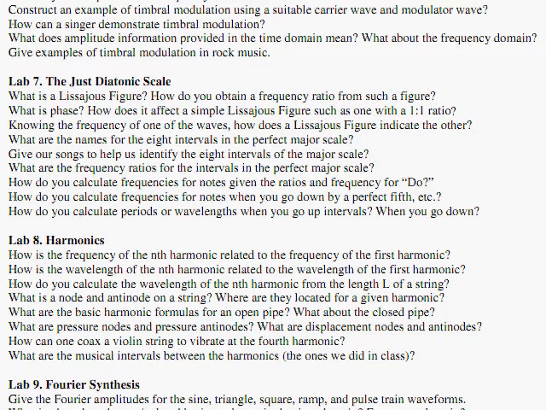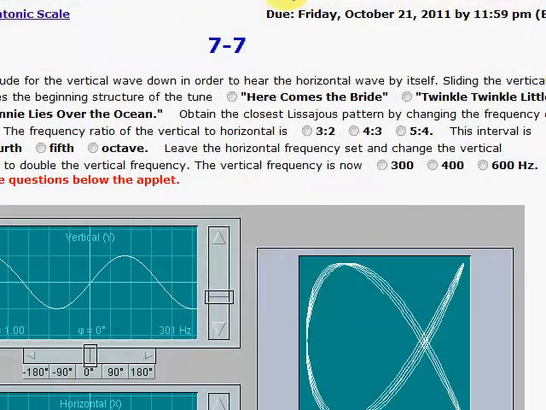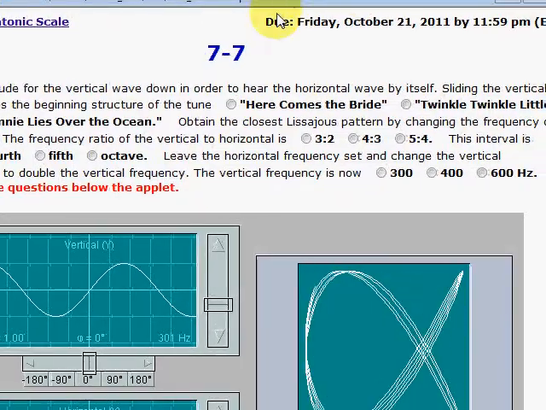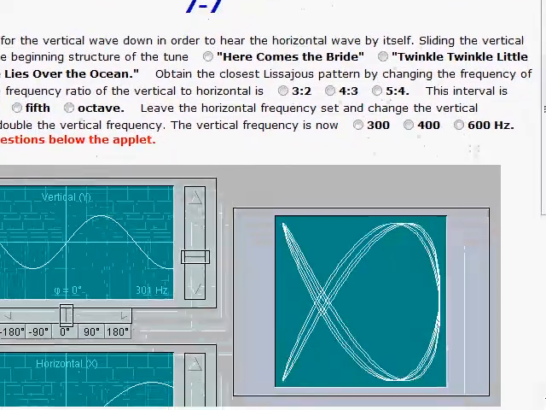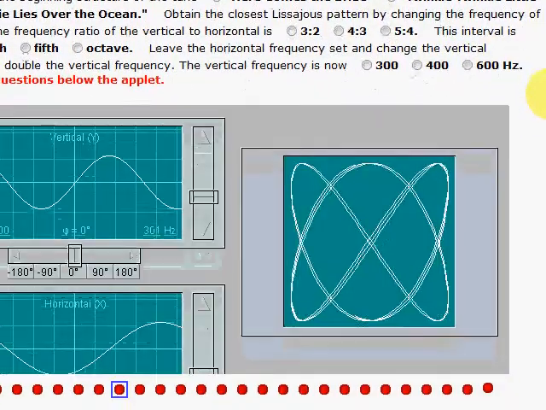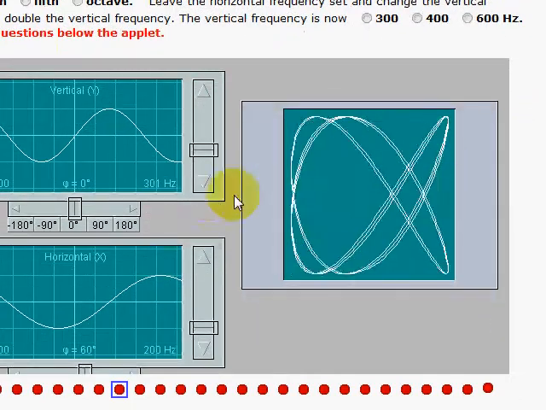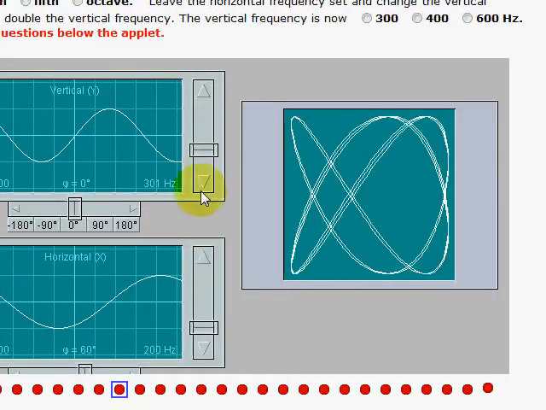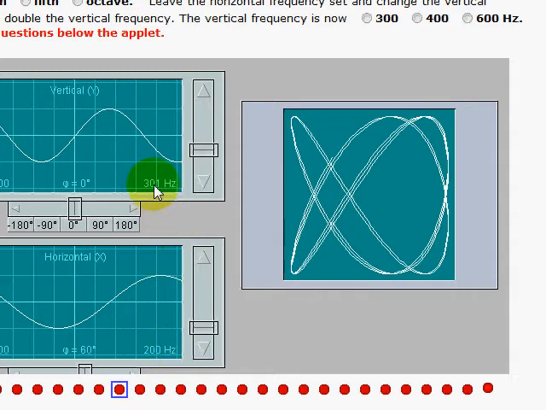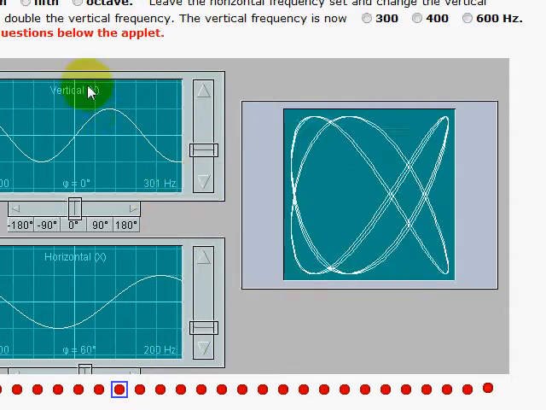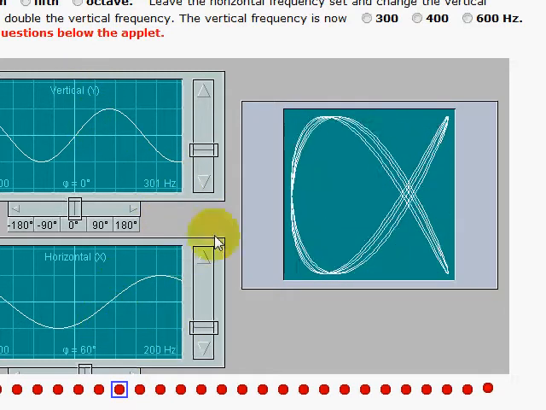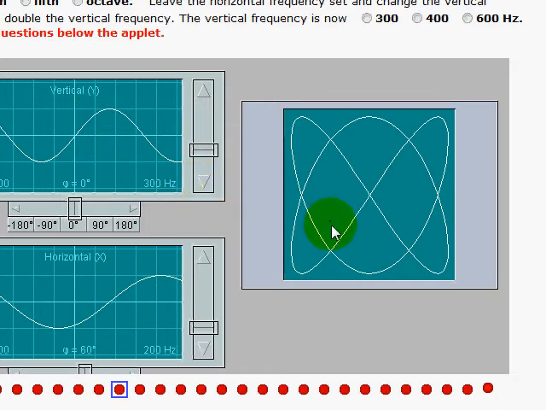We're going to head over here to lab 7, assignment 7, and here I'm going to get my perfect ratios by tweaking this slightly. I have 200 here and 301 there. This is my vertical motion, this is my horizontal motion, and there we have it.